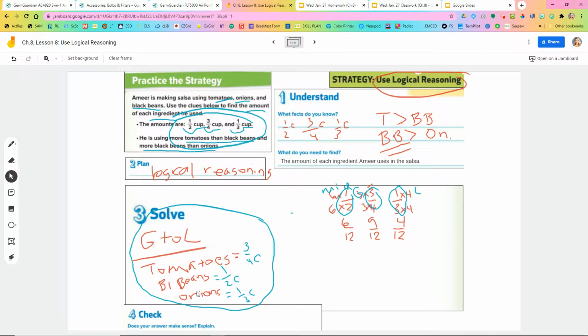And yes, my answer makes sense because I ordered my ingredients from greatest to least. I ordered my fractions from greatest to least. And then I matched them up. If tomatoes is my largest amount of ingredients, then it's got to match with that largest fraction that I found over here. So that is just how we use logical reasoning to solve some math problems.